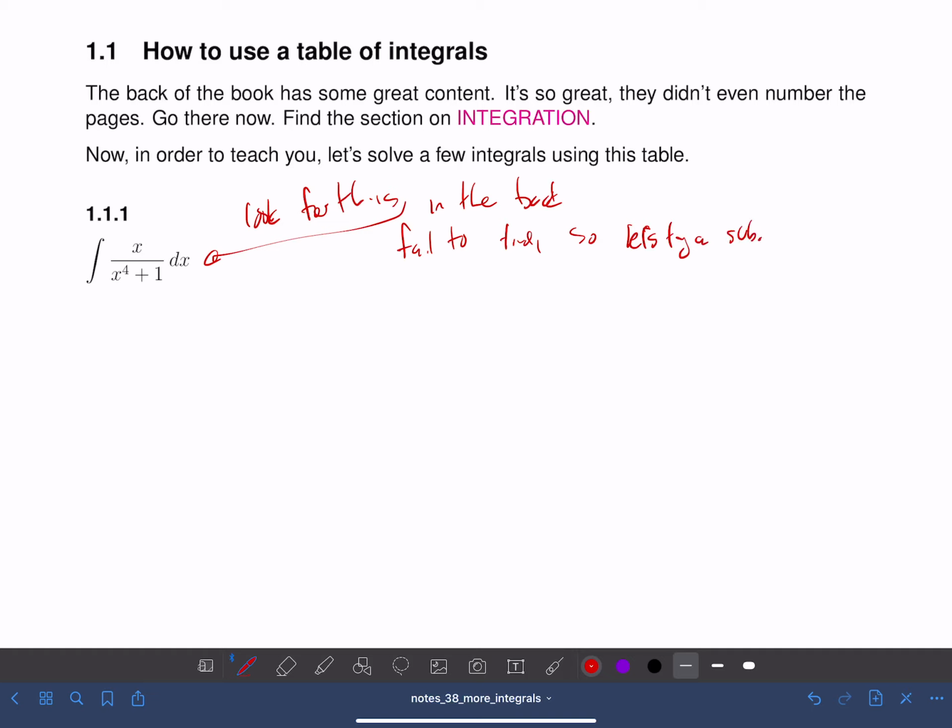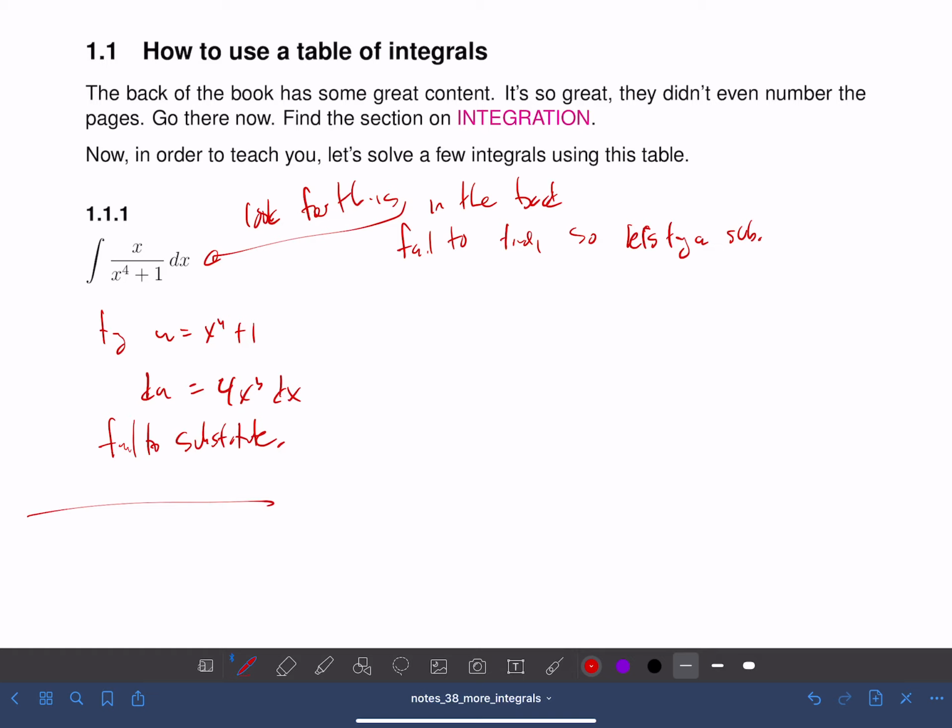Okay, so you might be like, okay, cool. Well, let's try a thing. Let's try letting u be the stuff in the bottom there, and maybe this can turn into a log, right? So let's try u equals x to the fourth plus 1, then du is equal to 4x cubed dx. But unfortunately, I don't have an x cubed right here. I just have x to the 1. So I failed to be able to substitute. Okay, so that's no problem. I'm not willing to give up.